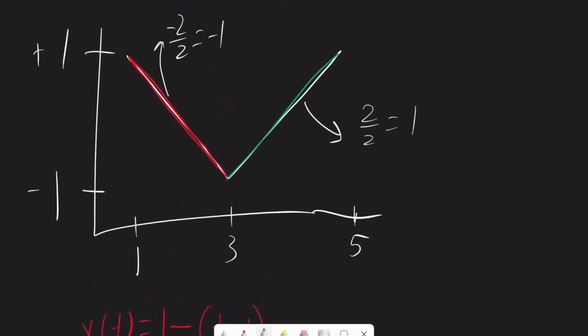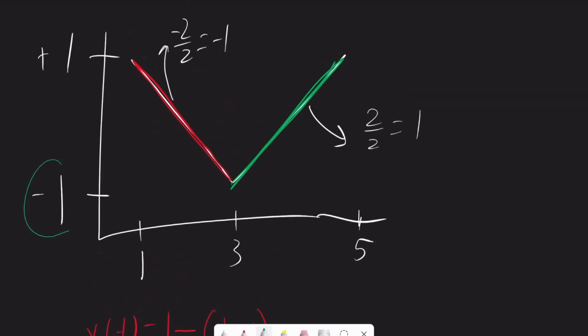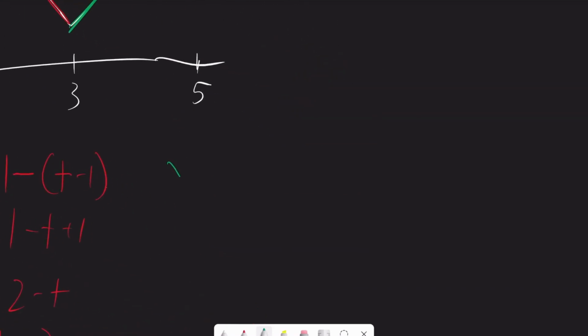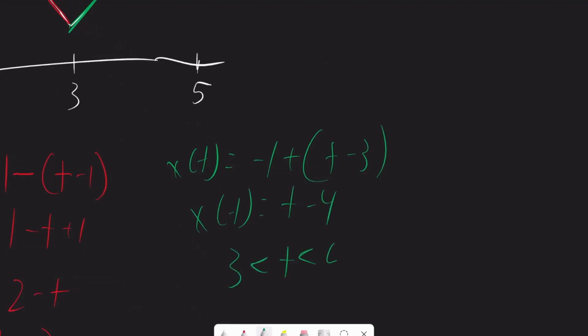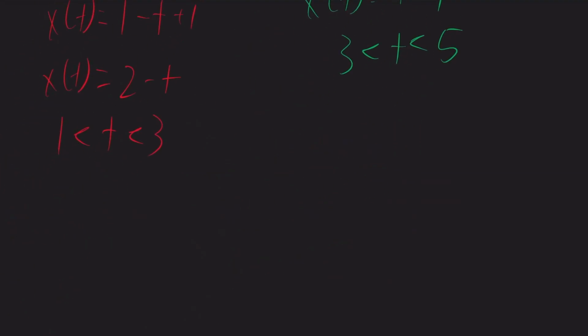For this positive slope portion, it has a vertical shift of negative 1, and a right shift of 3. So x of t is going to be negative 1 plus t minus 3, which is t minus 4, on the region from 3 seconds to 5 seconds. So now that we have our 2 x of t equations, we can set up the integral.